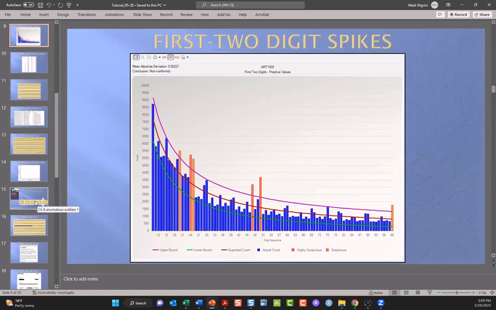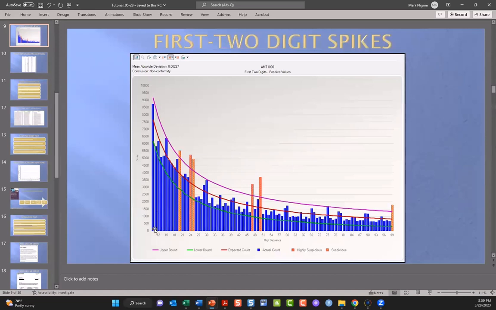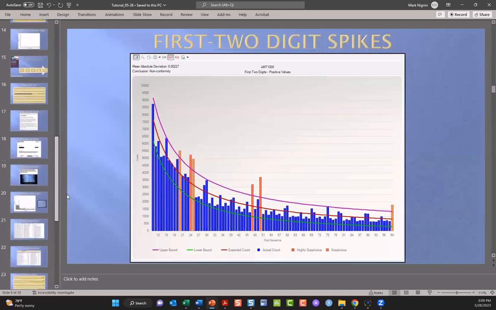But what the summation test does, it looks at the sum of the numbers. So it will give a graph where we look at the sum of the numbers beginning with 10 divided by the total sum. The sum of the numbers beginning with 99 divided by the total sum.